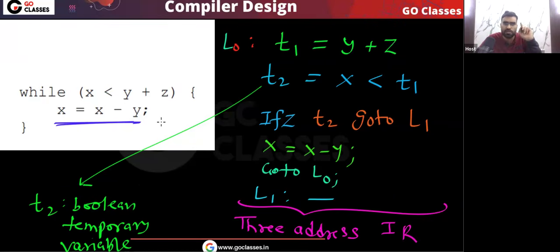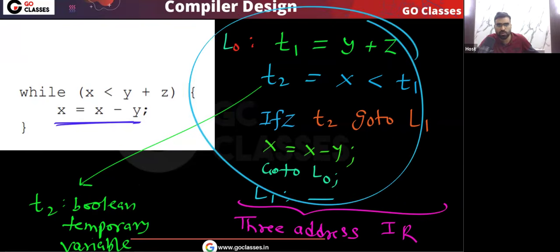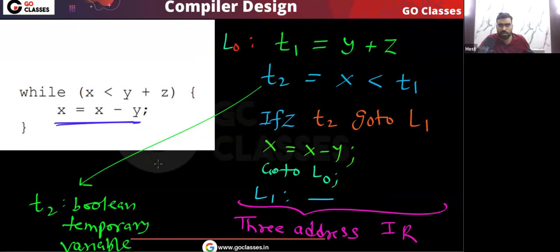Did you understand this one? This is your program, this is the source code, and we are converting this source code into intermediate code, the 3 address intermediate representation. Did you understand? Let me know. Please tell me.